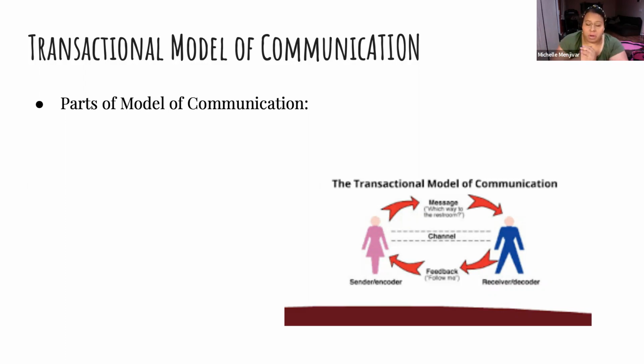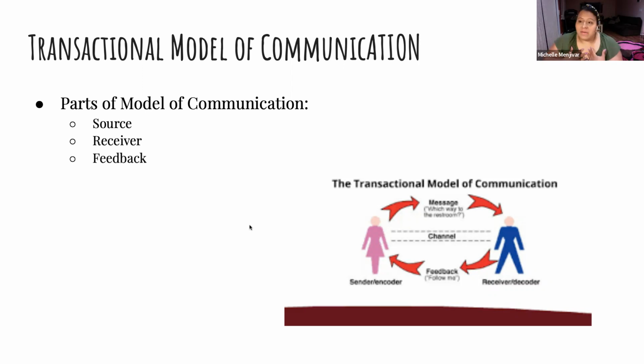The transactional model of communication has more parts than just point A, point B, and an arrow, right? The first part is the source. The source or the sender is the person that initiates the conversation. If I were to talk to somebody and say, hey, how are you doing? I'm the sender or the source because I am initiating the conversation. The person who receives the message, the person it is intended for, is the receiver.